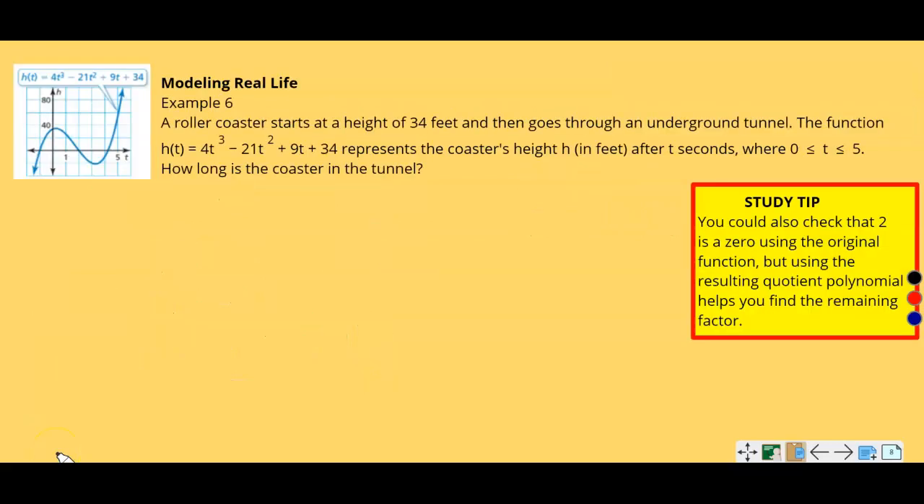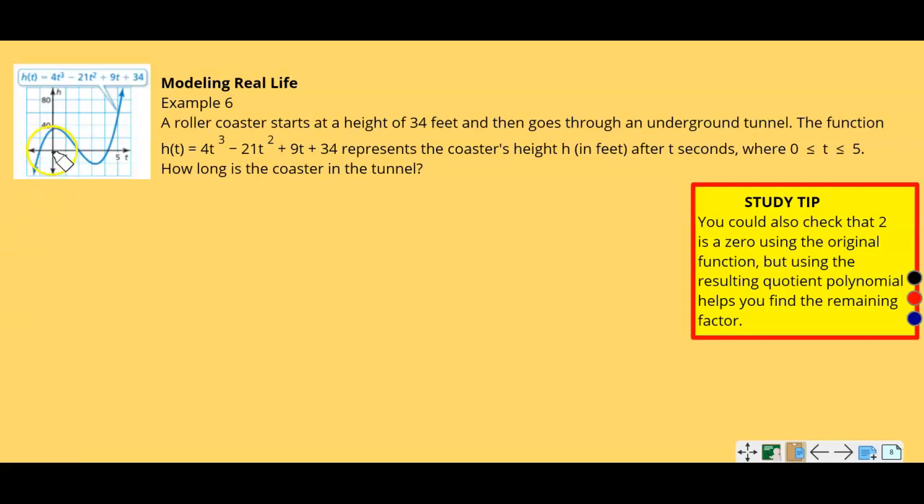Example 6, modeling real life. A roller coaster starts at a height of 34 feet and then goes through an underground tunnel. The function h of t represents the coaster's height h in feet after t seconds, where t, that's your time, is between 0 and 5 seconds. How long is the coaster in the tunnel?